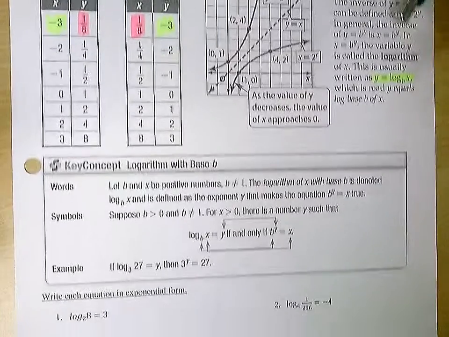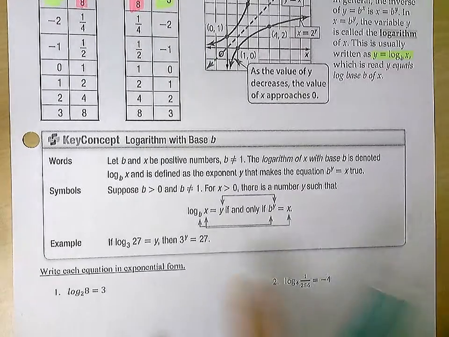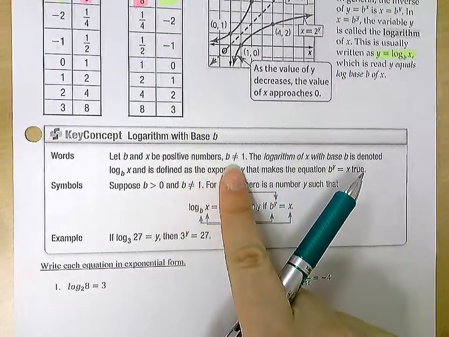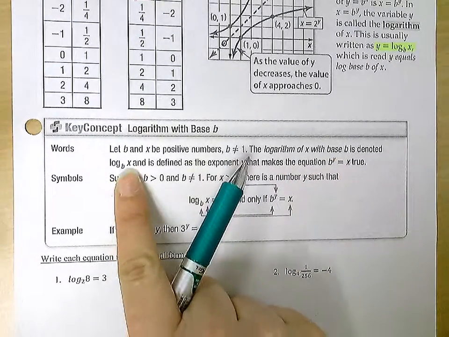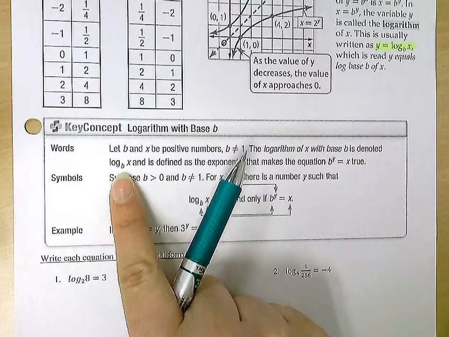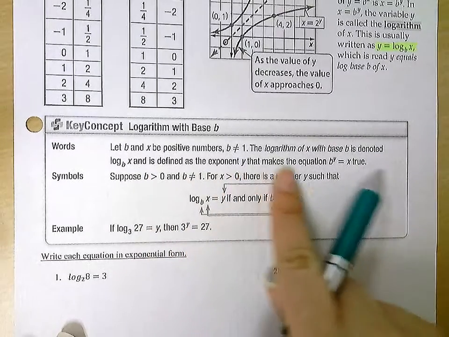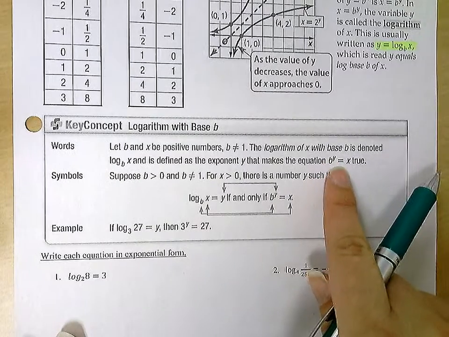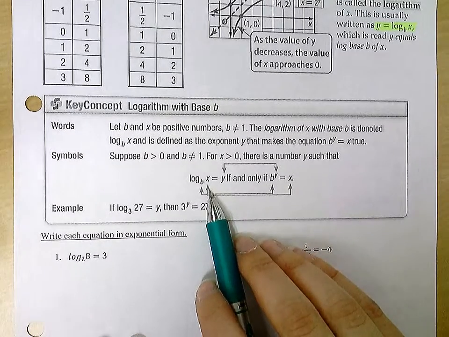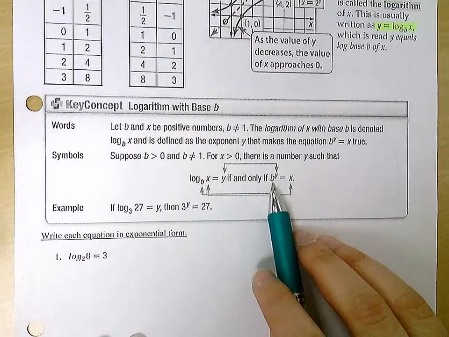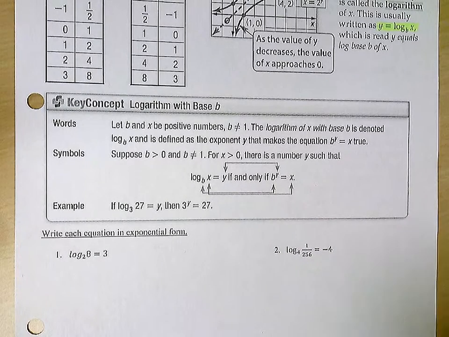So we can interchange a logarithmic expression to an exponential expression. So let b and x be positive numbers where b does not equal 1. The logarithm of x with base b is denoted as log base b of x. So you have this little b value as your base, and it is defined as the exponent y that makes the equation b to the y power equals x true. So in symbols, you would have log base b of x equals y, if and only if b to the y power equals x. So we can interchange, it's the same exact equation.